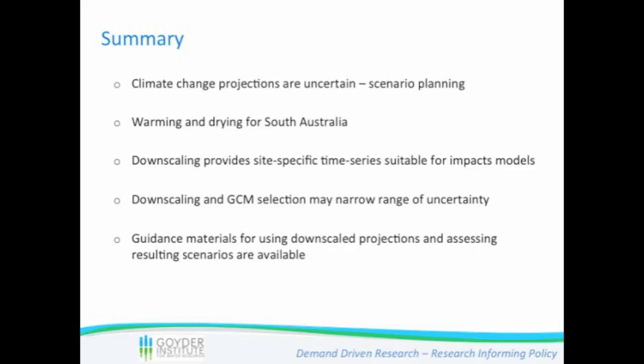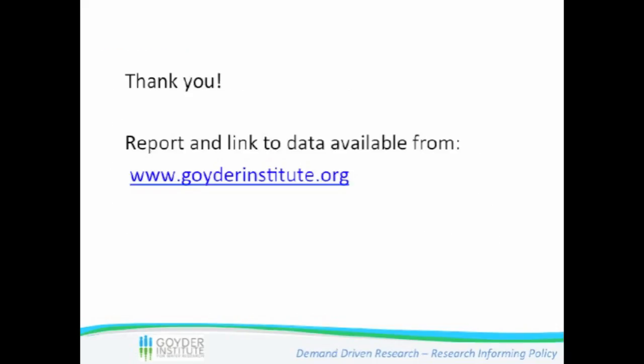The results shown today and in the report show that both the downscaling and the selection of better quality GCMs in terms of the drivers of South Australia's rainfall narrows the range of uncertainty, which is a useful achievement of this project. And also, as Mark mentioned yesterday, there are guidance materials for using the downscaled projections and assessing the resulting scenarios from the websites.